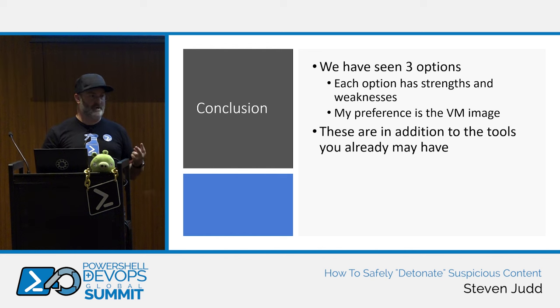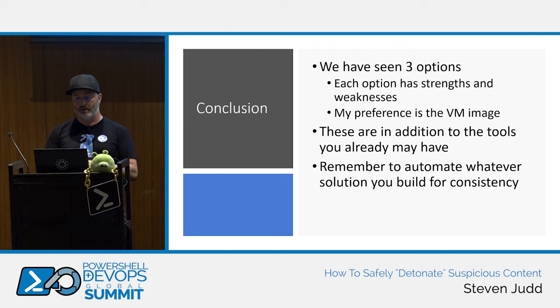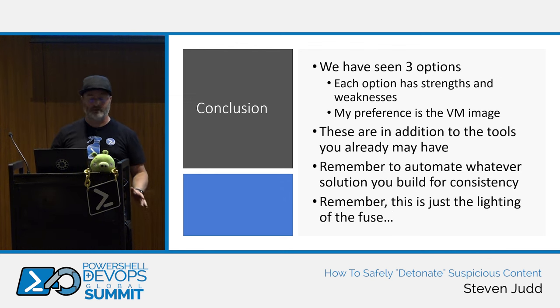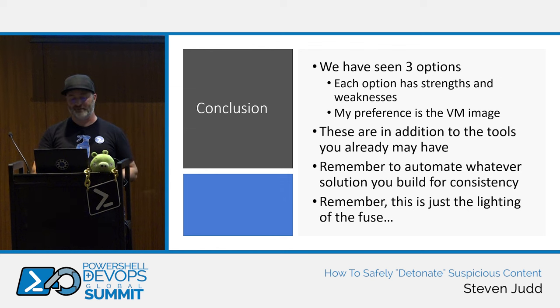Two of them are fully free. One is nominal cost. I recommend it. And remember to automate whatever solution you build for consistency. Now, because I'm going to put this all up on GitHub, you get it for free. Now remember, this is just the lighting of the fuse. So you can do a lot more with it.